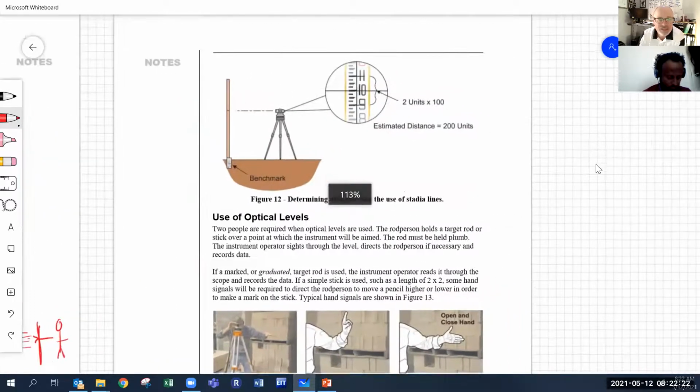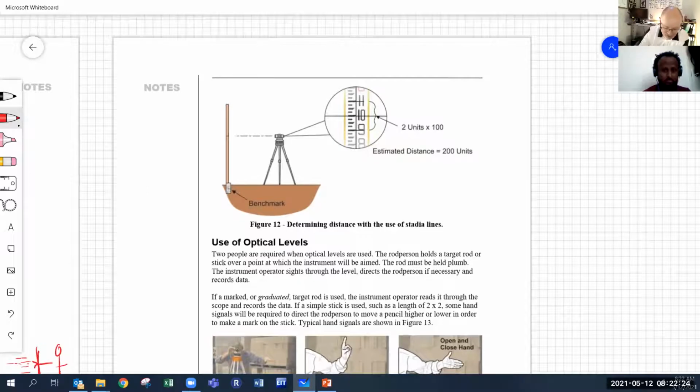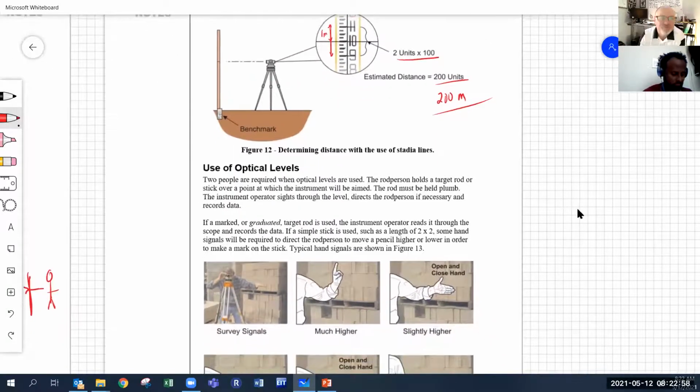Now, as you can see, this is the use of stadia lines to determine that distance. So this goes between 2 units of 100, so the estimated unit is 200. If we're using this as 1 meter of distance times 200, then it could be 200 meters if you're that far off. So that's all. It's not a big deal. We're not going to do much of that at all.